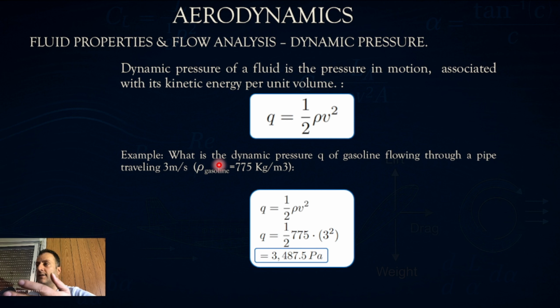So what is the dynamic pressure, as an example, Q, of gasoline flowing through a pipe traveling 3 meters per second, where the density of gasoline is 775 kilograms per meter cubed? By the way, this density changes for gasoline at different temperatures. For a higher temperature, you have a lesser density because the molecules are detached from each other. It becomes lighter. So Q equals 1/2 rho V squared, equals 1/2 times 775 kilograms per meter cubed times 3 meters per second squared, which gives us 3487.5 Pascals. Now, if you imagine that dynamic pressure hitting a surface, it translates into a static pressure.